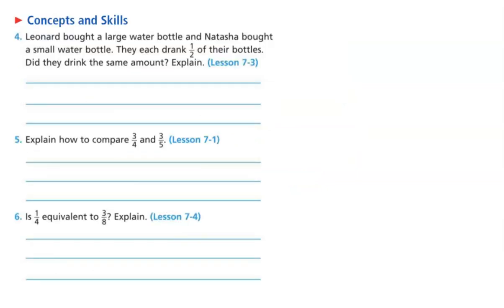So this says Leonard bought a large water bottle and Natasha bought a small water bottle. They each drank half of their bottles, and did they drink the same amount? Well, your big answer there is no, and the reason being is that you can't compare things that are not the same size. So kind of the answer that was given in my little book that's always helpful, it says, because the bottles are not the same size, half of Leonard's large bottle is going to end up being more than half of Natasha's small bottle. So it's because they're not the same size. So something along those lines. No, not the same size.